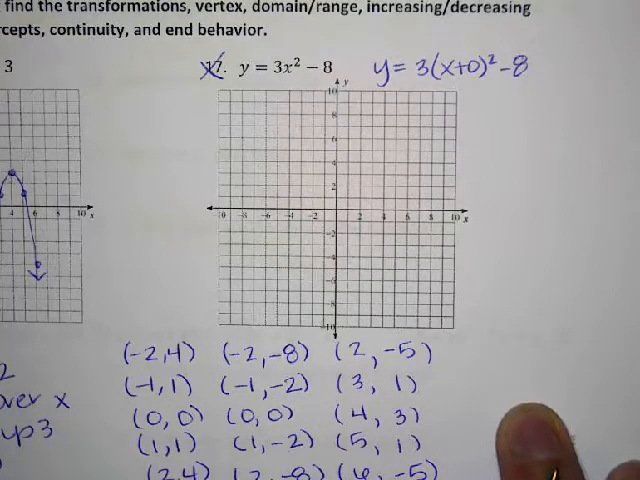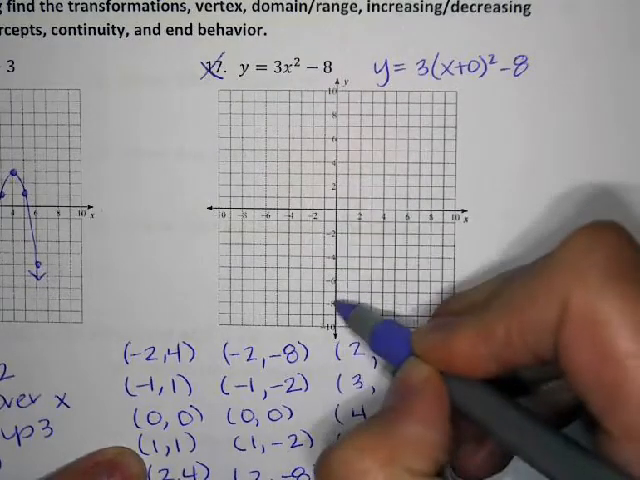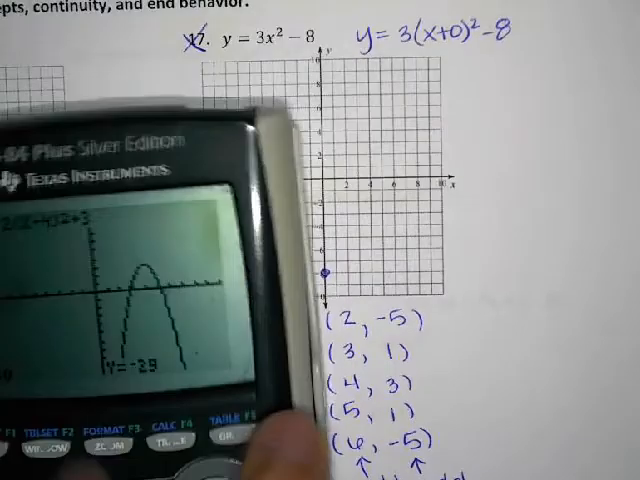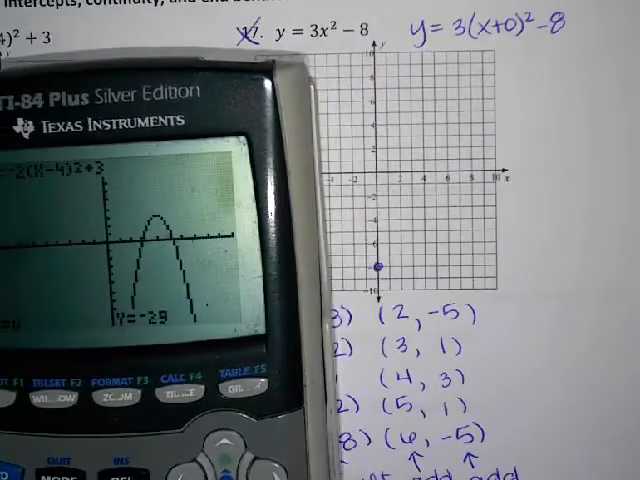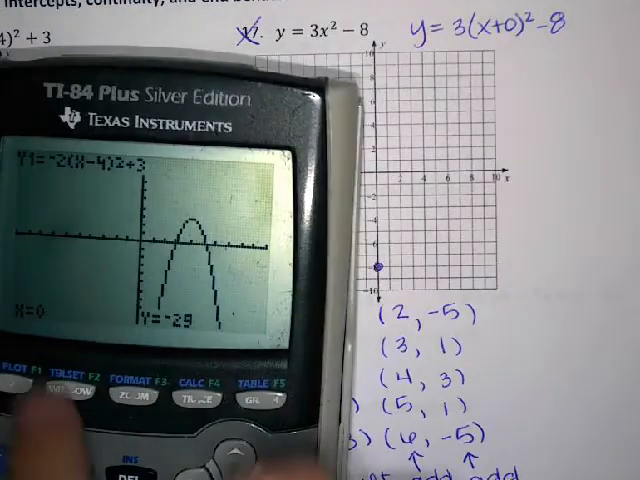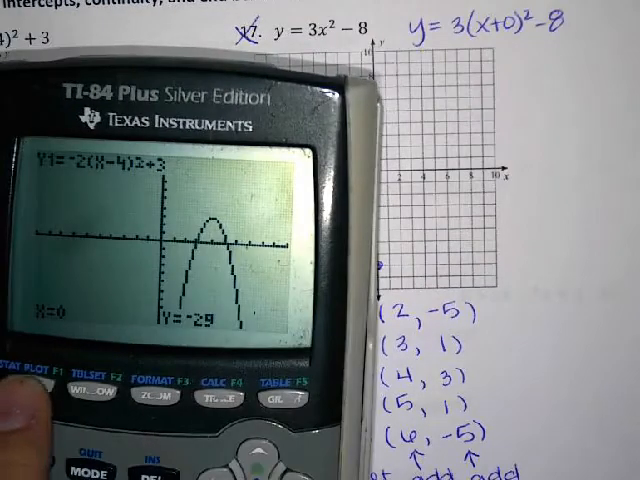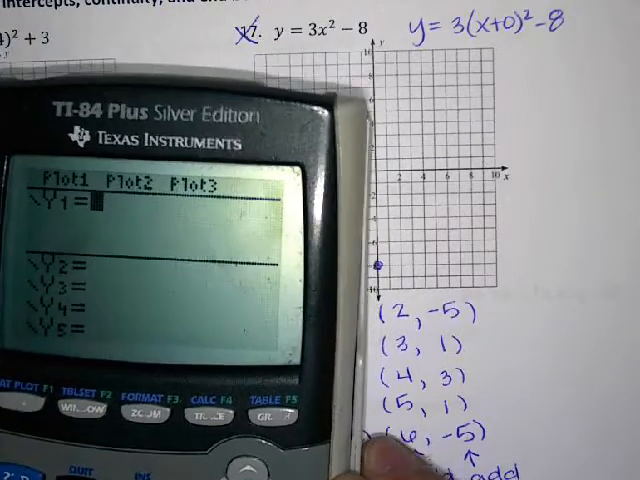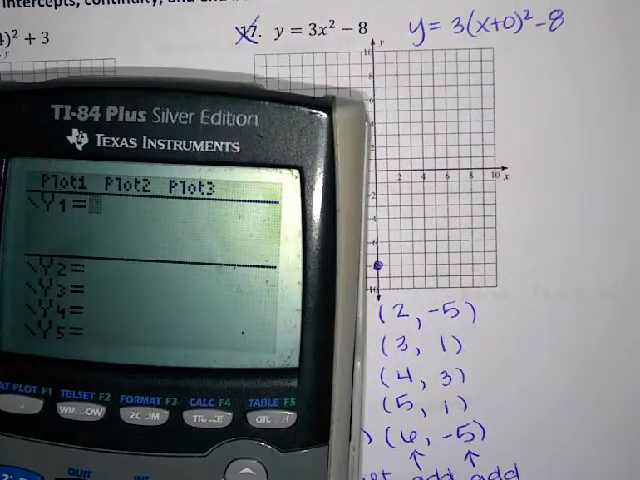So there's the vertex. I would graph this, and then on the table I would look for that vertex. I'm going to hit y equals. You can type it in with the 0 or without the 0, it doesn't matter. So 3x squared minus 8, or you can do the parenthesis version with the 0. It's fine either way.